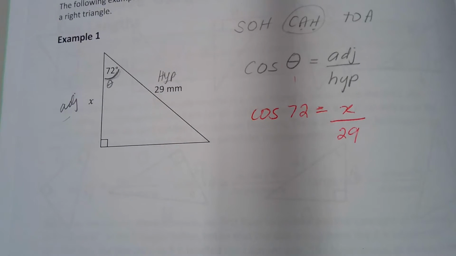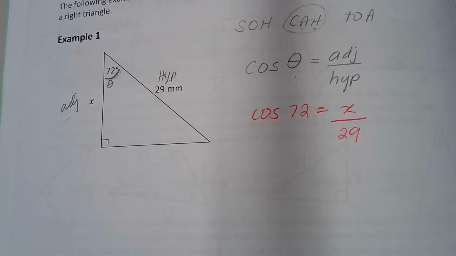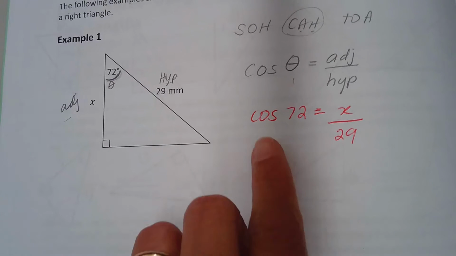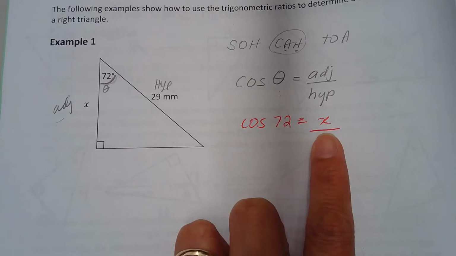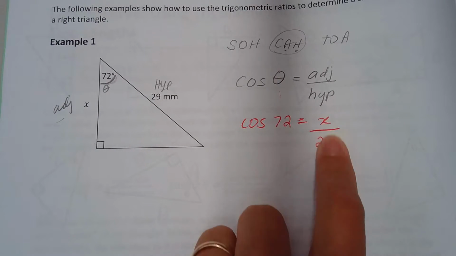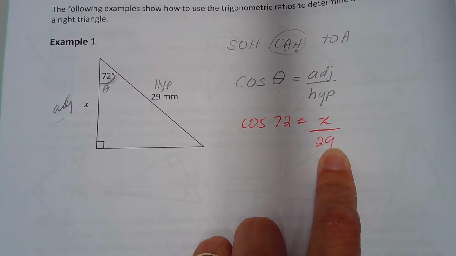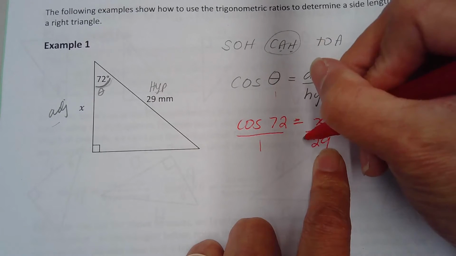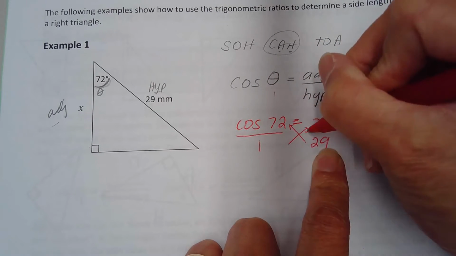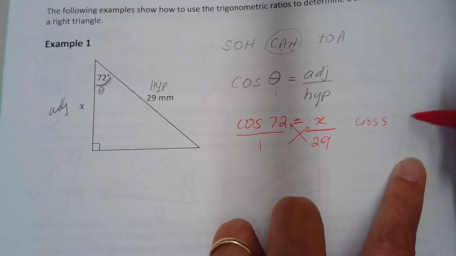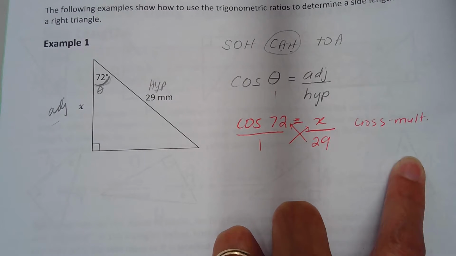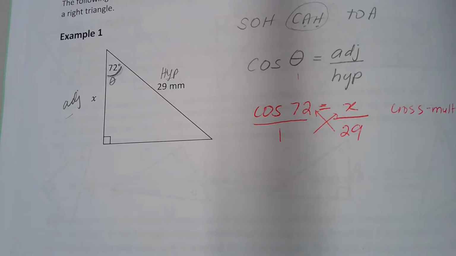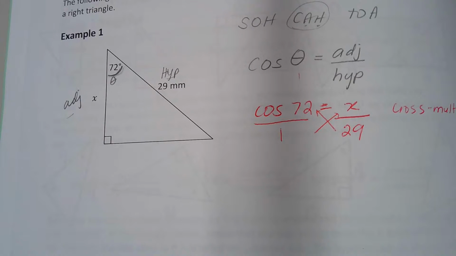I want to tie this trigonometry in with the algebra. The left side must equal the right side. How do you solve for x? Cross multiply. So we're going to cross multiply. Now you're probably thinking, what's cos of 72?